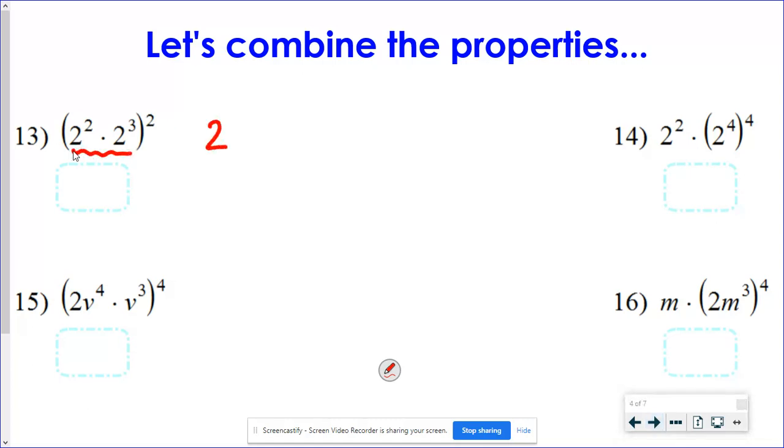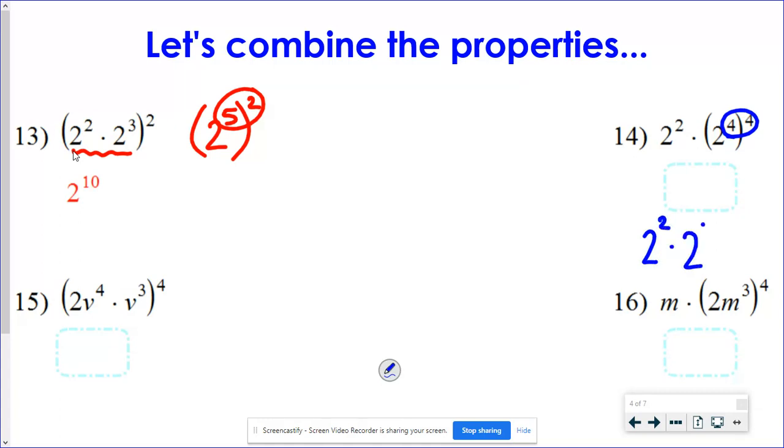That would be 2 to the, I would add those exponents because they're the same bases, 2 to the 5th, and there's my exponent of 2 on the outside. Now, because it's a power to a power, I'm going to multiply that. That would be 2 to the 10th power. In number 14, I would have to take care of this part first. 2 to the 4th, 2 to the 4th would be really 2 to the 16th. So underneath here, I'm going to write down 2 squared from my first one, 2 to the 16th right there.